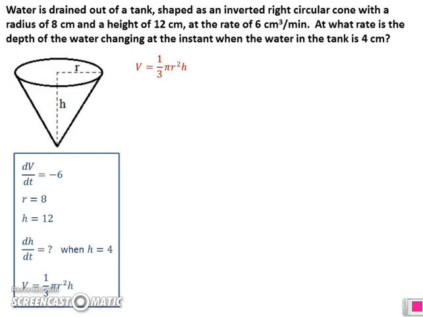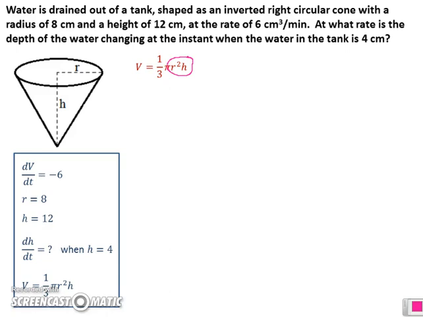And let's take this derivative. Before we take this derivative, think about what's going to happen. We have two variables here. Two variables, the 1/3 pi, that's a constant. So we'd have to do the product rule on the r squared and the h.